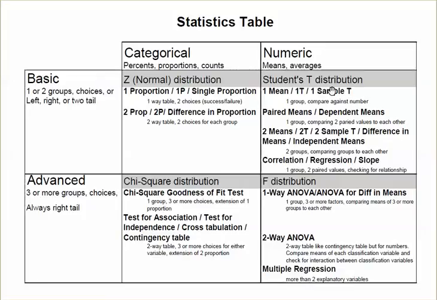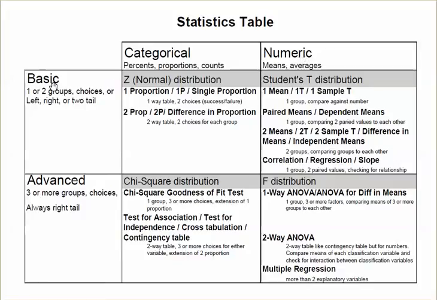So what does the table show? First of all, you've got your categorical and your numeric. We have learned about this already. Categorical: percents, proportions, counts. These are things that are categories, things that you can't assign a number to. Even though it might be a percent, it's still a category. It's not something numeric, like means and averages.